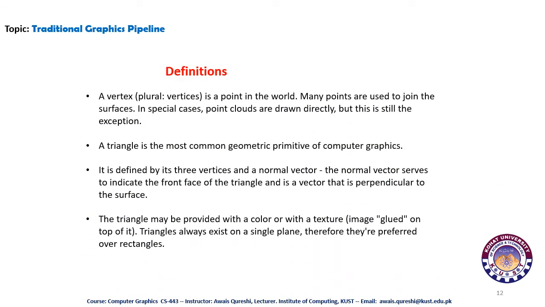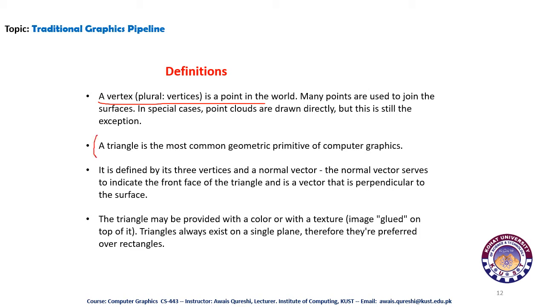So there are some definitions that help in understanding our basic concepts in today's lecture. What is a vertex? A vertex is a point in the world. Any point in the world is called a vertex, and many points are used to join the surfaces. And in special cases, point clouds are drawn directly, but this is still the exception.